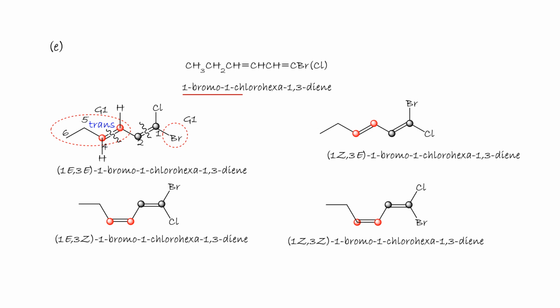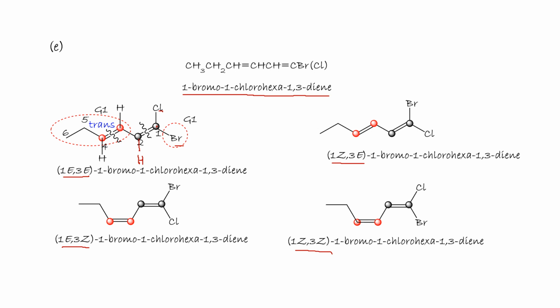For 1-bromo-1-chlorohexa-1,3-diene, we can draw 4 different isomers: 1E,3E; 1Z,3E; 1E,3Z; 1Z,3Z. If you look at carbon number 1, it carries Cl, Br, and then carbon 2 carries hydrogen and the C=C ethyl group.